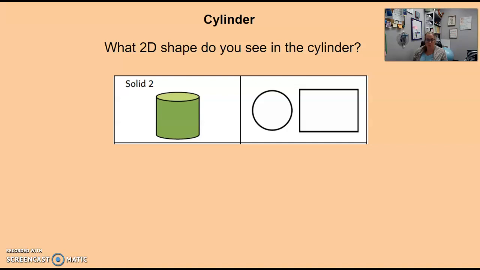Thank you. Eyes and ears on me. So what shape do you see? I hope that you said you saw a circle, because remember there's a circle at the top and a circle at the bottom. So cylinders have a circle at the top and a circle at the bottom. That's what shape their faces are.